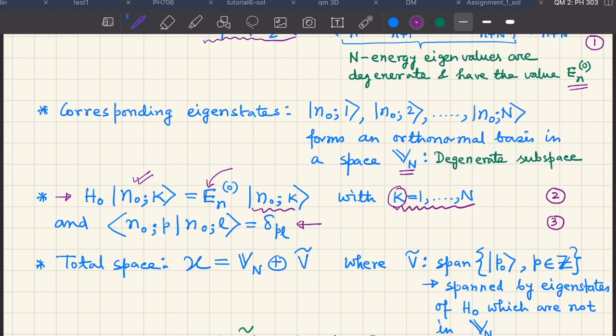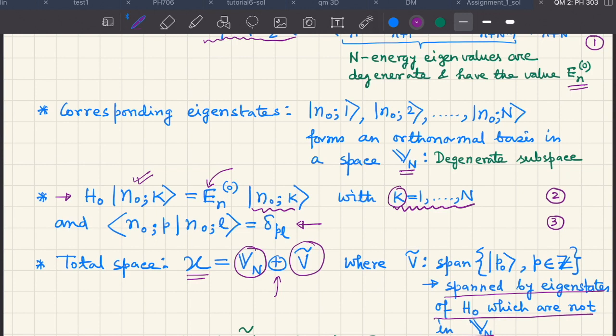So your total space for the problem is not only Vn, it also has another part which we have denoted here by V tilde, and then the total space, this curly H, is a direct sum of Vn and V tilde. So this V tilde is basically spanned by the eigenstates of H naught which are not in this degenerate subspace. So the degenerate subspace only contains the states which are degenerate.